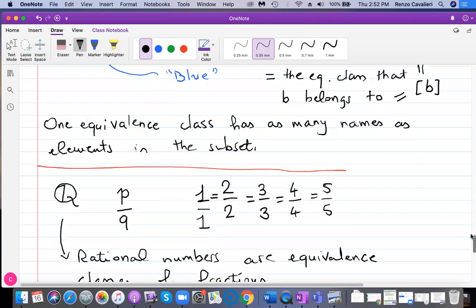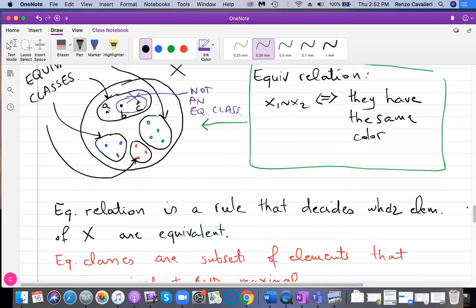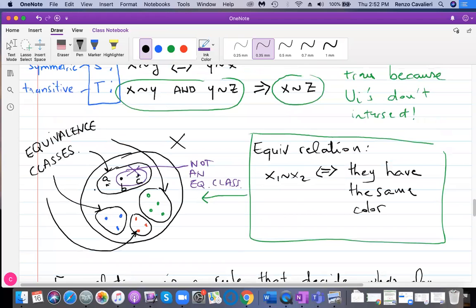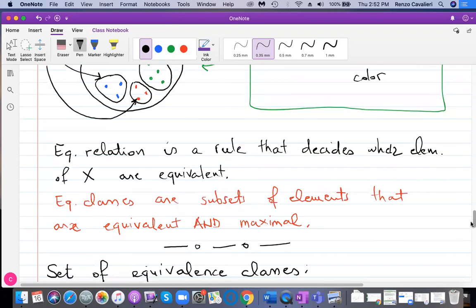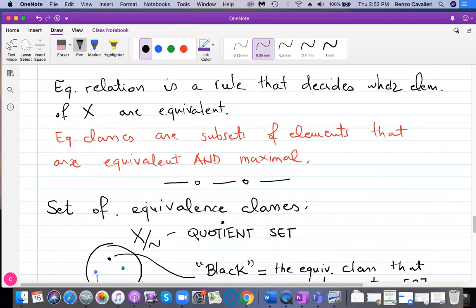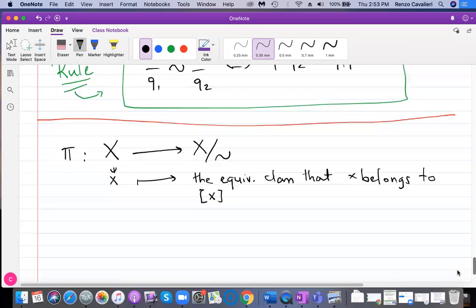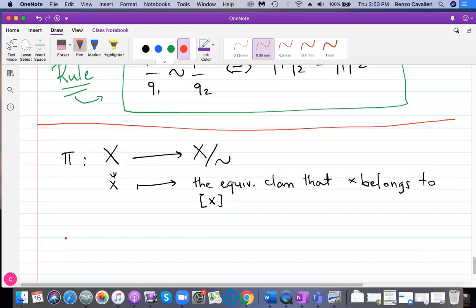Right, so you go back to this example and you say, okay, if I want to create a natural function from this set X to this set down here with only the colors, well, I'm going to send all the black elements to the black dot, all the blue elements to the blue dot, all the green elements to the green dot, and all the red elements to the red dot. And I get a natural function called the projection function. And the projection function is surjective.